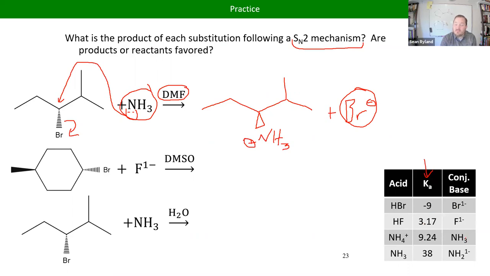First off, which is the better base? A higher pKa, that should be pKa, not Ka, means that the conjugate base is a stronger base. Higher pKa means it's harder to deprotonate the acid. So ammonia is a better base than bromide, which if we're in a polar aprotic solvent, also means ammonia is a better nucleophile.